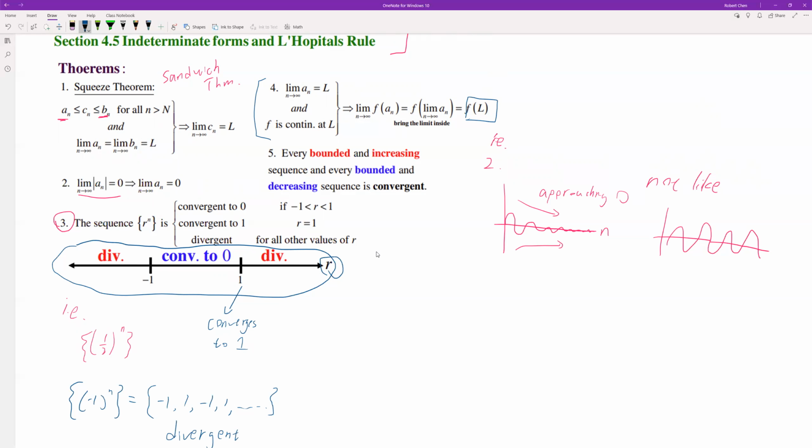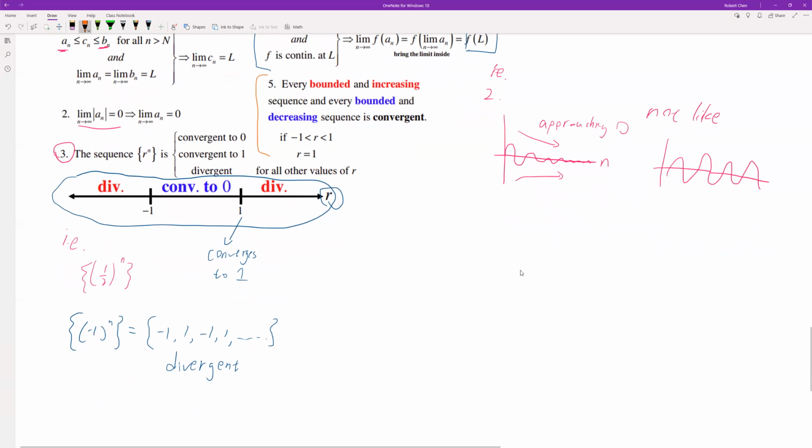Fifth, every bounded and increasing sequence and every bounded and decreasing sequence is convergent. Okay, so this is very interesting, this point right here. So think about this. Bounded means there's a ceiling or a floor that is stopping the function from going over or under. So let me draw a little picture to explain what this is doing.